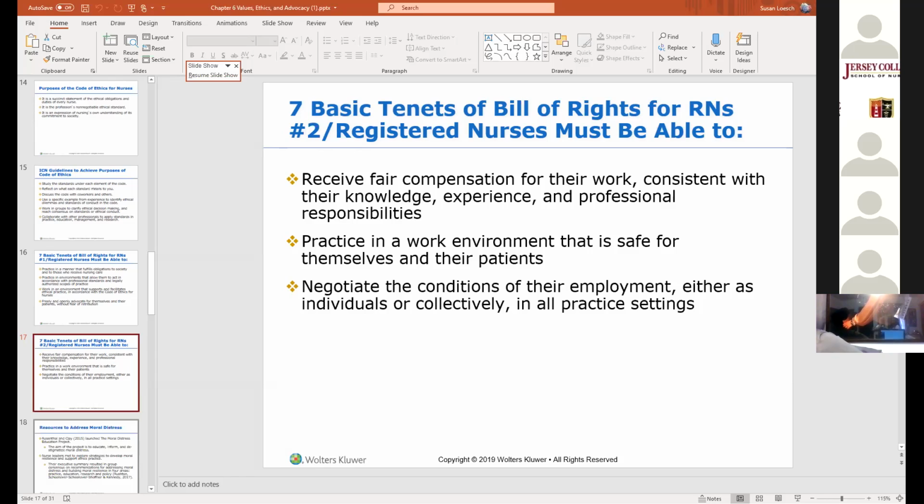And if somebody's not giving you the tools or the respect that you deserve, don't work there. Your license isn't worth it. You work too hard to get it. Practice in a work environment that's safe for yourself and your patients. Negotiate conditions of your employment. You can negotiate conditions if you have the knowledge and everything.